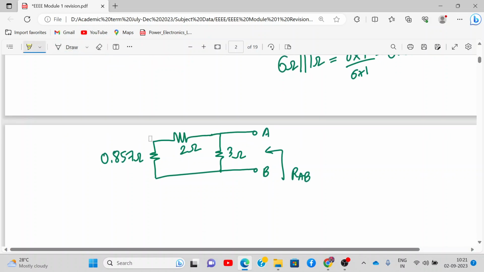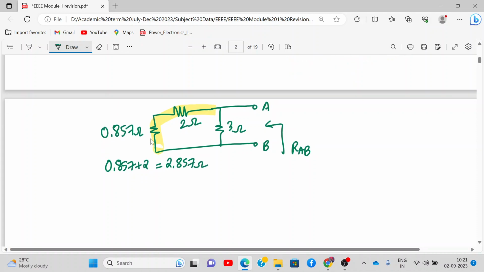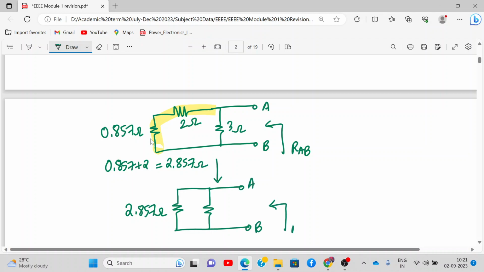Now these two resistances are in series, right? Yes or no? So it will be 0.857 plus 2, which will be 2.857 ohms. Are you agreeing to this? Okay. And then your circuit gets reduced to this network now. This is RAB. Now tell me, this 2.857 ohms resistor and 3 ohm resistor are in series or parallel now?